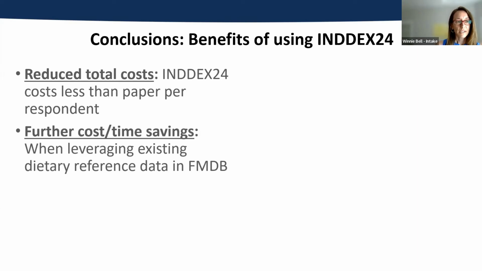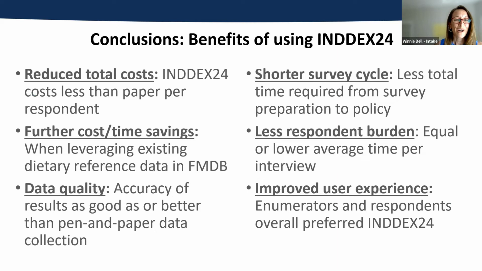Our validation and cost study findings found overall reduced total costs using Index 24 compared to pen and paper. We identified further potential for cost and time savings when leveraging existing dietary reference data from the Global Food Matters database. Overall, accuracy of the results was as good as or better than pen and paper when using Index 24. From start to finish, we found a shorter survey cycle compared to pen and paper, less respondent burden, with an equal or lower time per average interview, and, based on feedback from enumerators and respondents, an improved user experience.